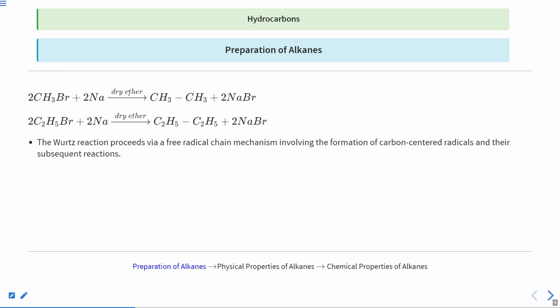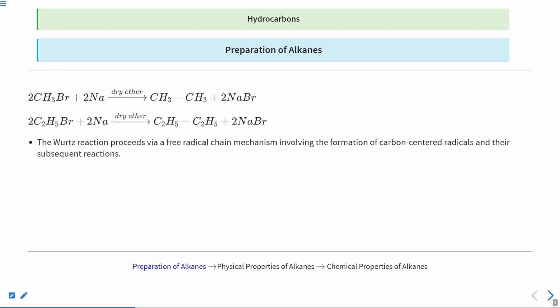We have taken dry ether to keep it moisture free, because sodium is very reactive in nature. It reacts even with free oxygen. It is a very reactive part of this reaction, and it will quickly catch fire even in water. This reaction proceeds through a free radical mechanism and involves the formation of carbon-centered radicals and their subsequent reaction. So this clearly goes by the radical mechanism.